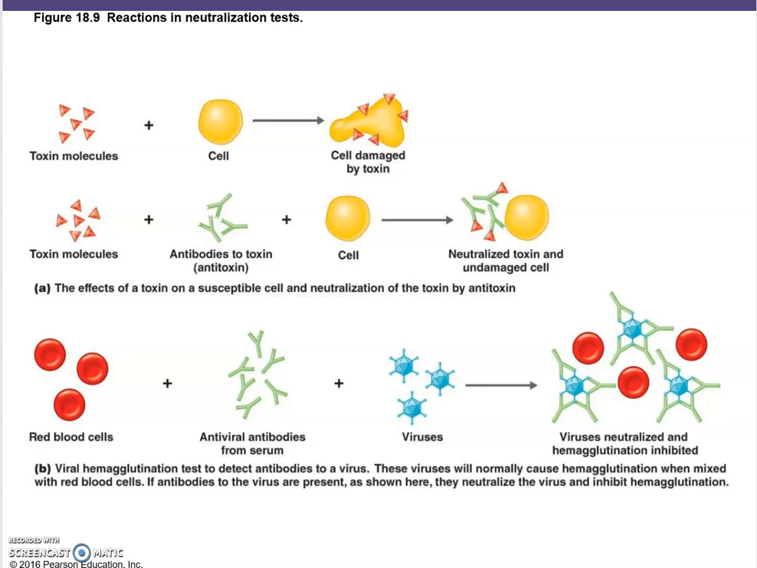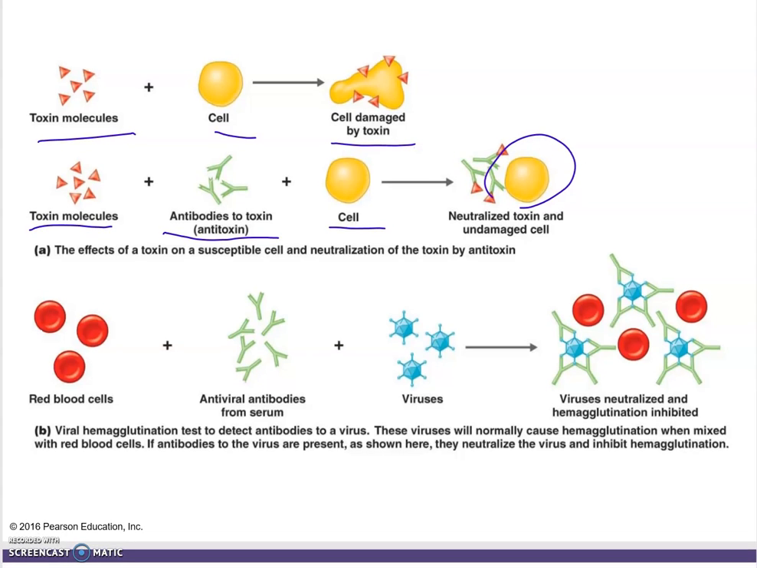So here you have toxin molecules and a cell, and the cell, if it gets damaged by the toxin, that's what it looks like. The cell gets killed. Now here are the toxin molecules, and you have antibodies, the antitoxin. So antibodies to the toxin, which is the antitoxin, plus the cell. And now the antibodies neutralize the toxin, and the cell is no longer damaged. So the cell stays intact. So that would be a neutralization reaction because the antibody neutralizes the toxin.